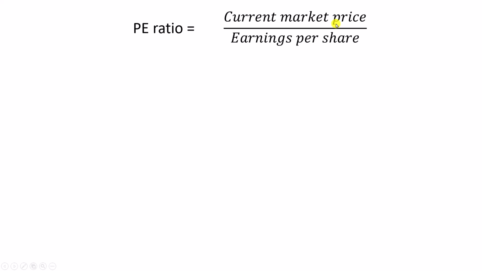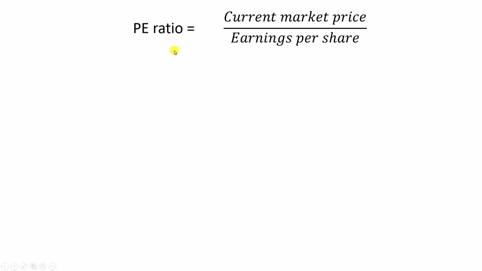Current market price is the price at which the stock is being traded in the stock market or on the stock exchange. Meaning, if you want to buy any share, how much do you have to pay currently, today, right now, on the stock market and on the stock exchange? That is current market price. Earnings per share, anyhow, we know what it is, correct? So current market price divided by earnings per share gives you PE ratio.